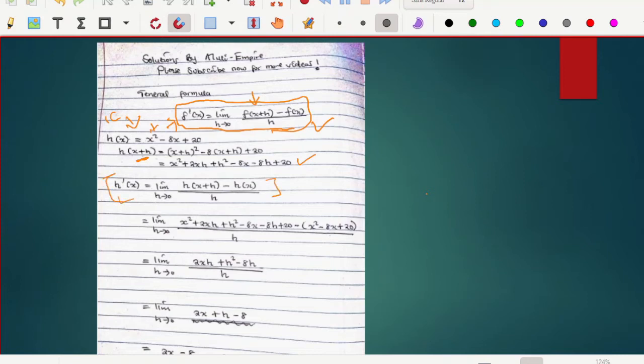Then upon doing so, our formula, as you can see now, will look like this, since I've replaced F with H. Then I replace what I have, my H of X plus H and my H of X. That is what I've done here.